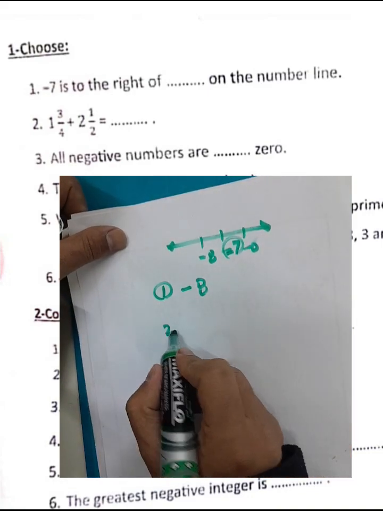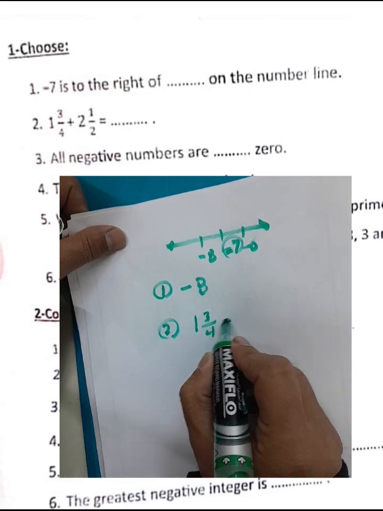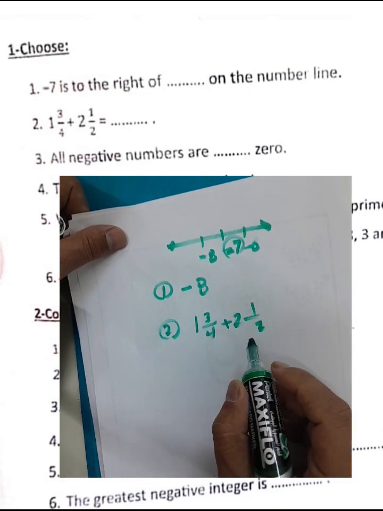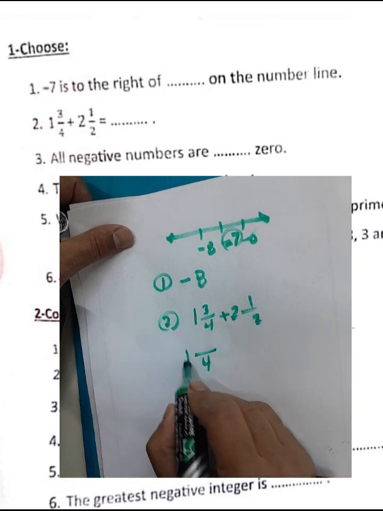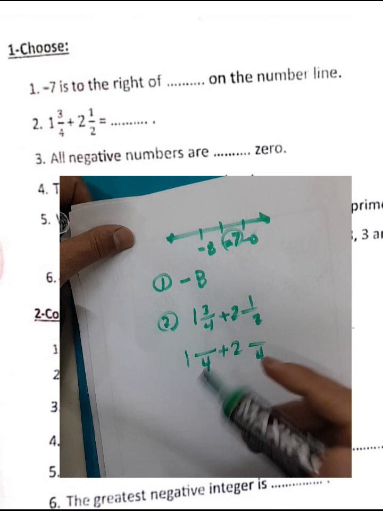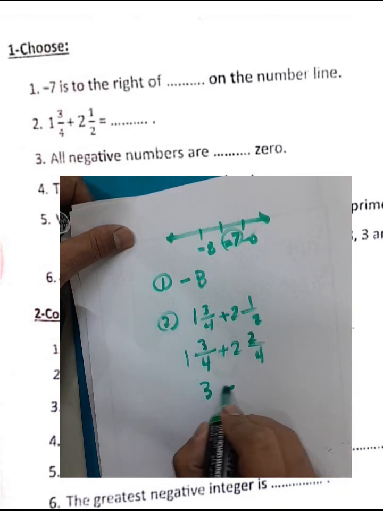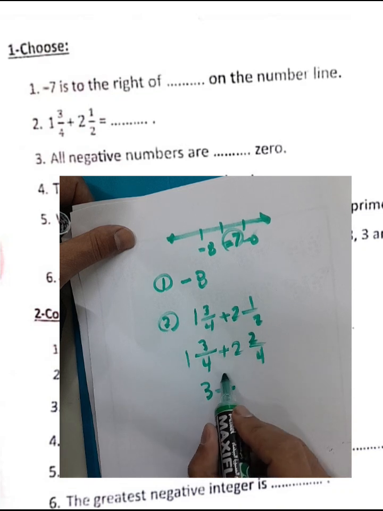Question number 2. 1 and 3 over 4 plus 2.5. We can write the least common multiple between them, 4. 4 divided by 2 equals 2. 2 times 1 equals 2. And write 3, 1 times 2 equals 3. And then write 4 in the denominator. 2 plus 3 equals 5.